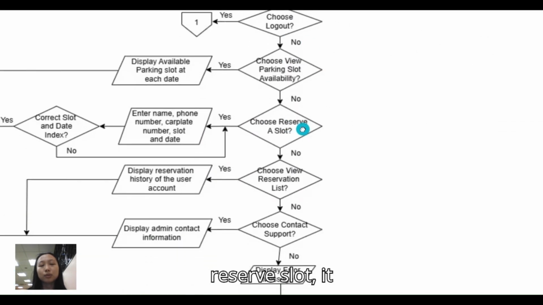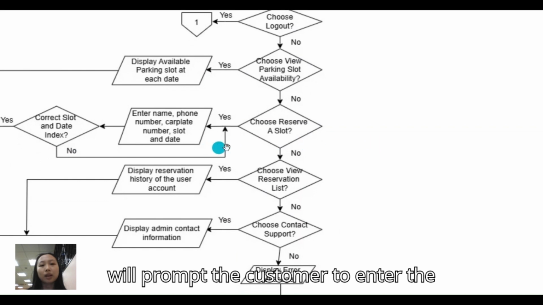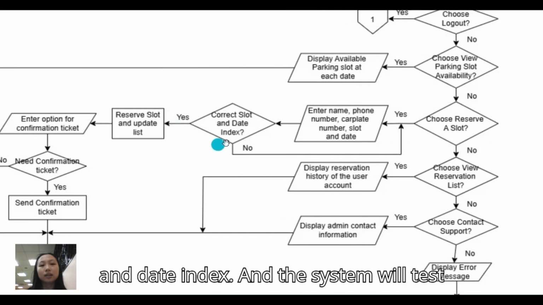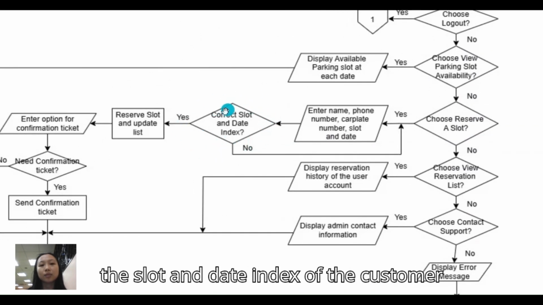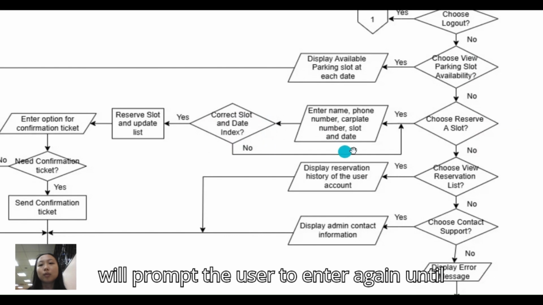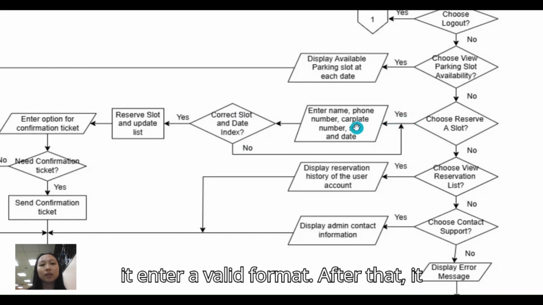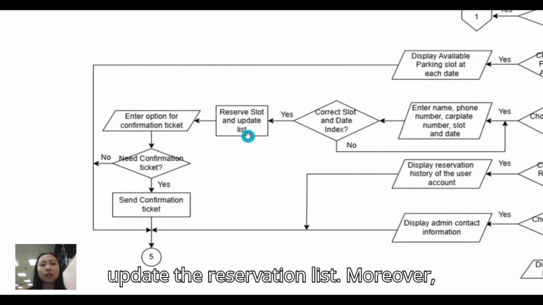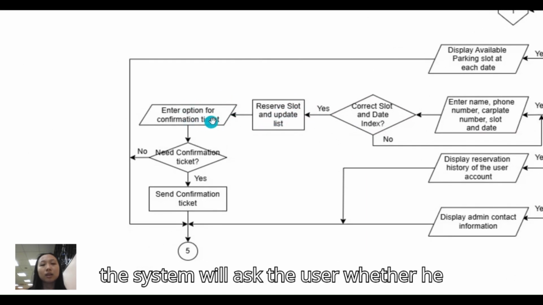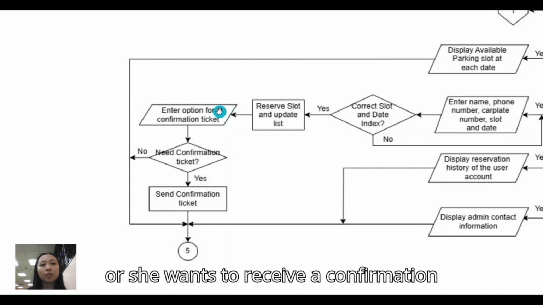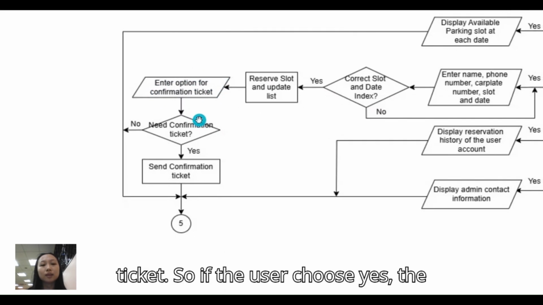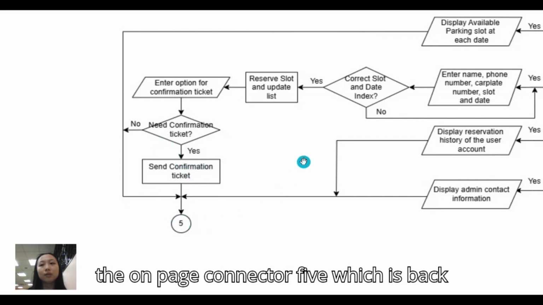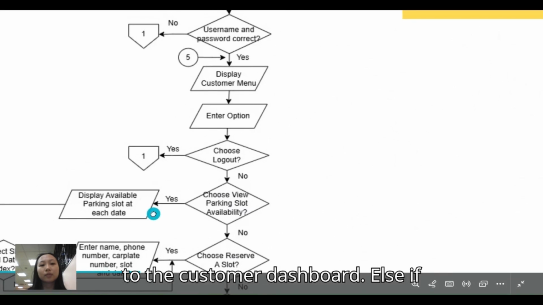Else, if the customer chooses to reserve a slot, it will prompt the customer to enter the name, phone number, car plate number, slot, and date index. And the system will test the slot and date index of the customer whether it's correct or not. If not, it will prompt the user to enter again until it is a valid format. After that, it will proceed to reserve the slot and update the reservation list. Moreover, the system will ask the user whether he or she wants to receive a confirmation ticket. If the user chooses yes, the system will send a confirmation ticket to the device. If no, it will go back to the on-page connector 5, which is back to the customer dashboard.